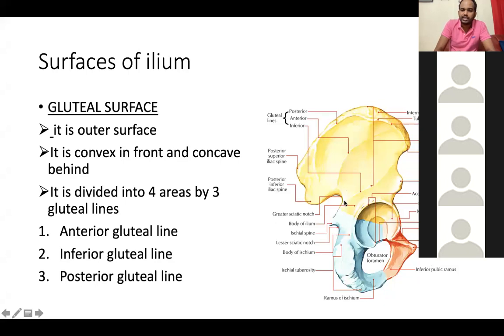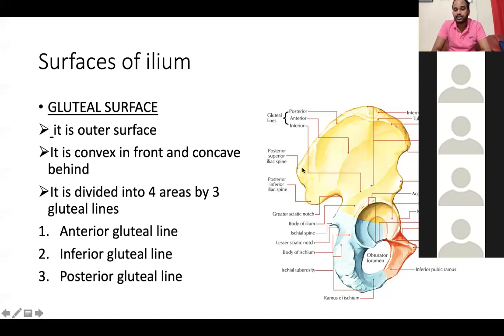Again, I'm telling you, the most anterior line is not called anterior. The most anterior line is called inferior. The middle line is called anterior. And the most posterior line is called posterior. Is it clear? And I told you the muscles taking origin from the areas also.